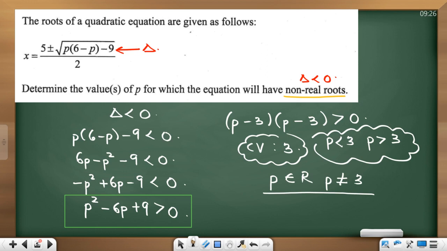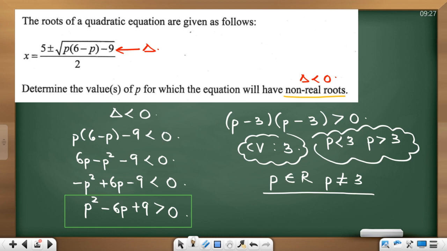We are saying P is greater than 3, all numbers greater than 3. P is all numbers less than 3, which means the only number P cannot be is 3. I don't know if that makes sense. P can be any number except 3. And I want to show you what this means in terms of nature of roots.